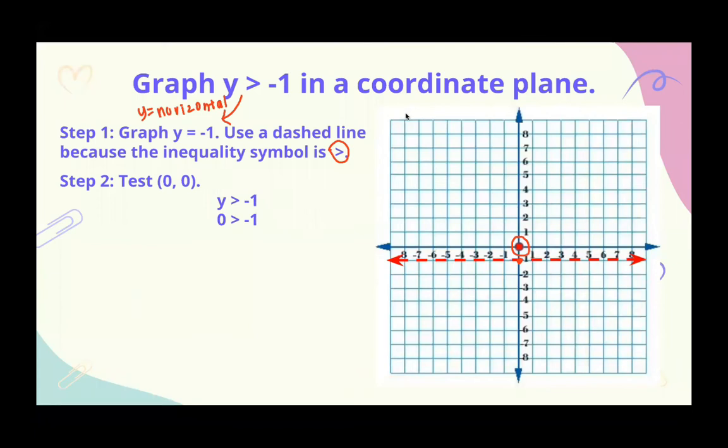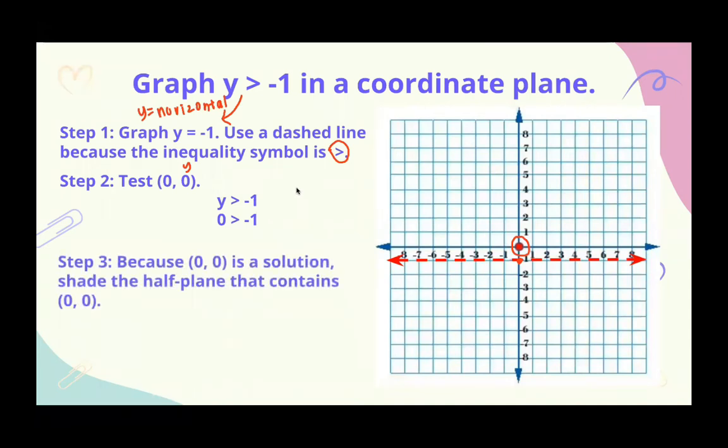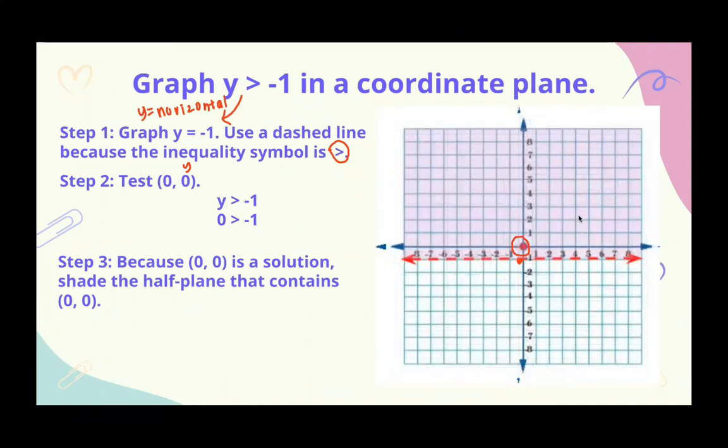So plug in 0 for your y value. That would give you y is greater than -1, 0 is greater than -1. We know that 0 is indeed greater than -1. So since (0, 0) is a solution, you're going to shade the half plane that contains (0, 0). So in this case, you're going to shade the area that is above our boundary line, or where (0, 0) is. And that's how your graph will look.